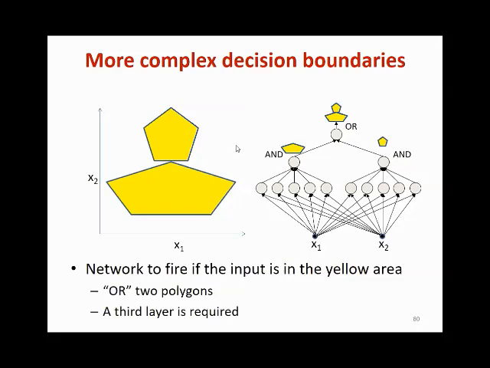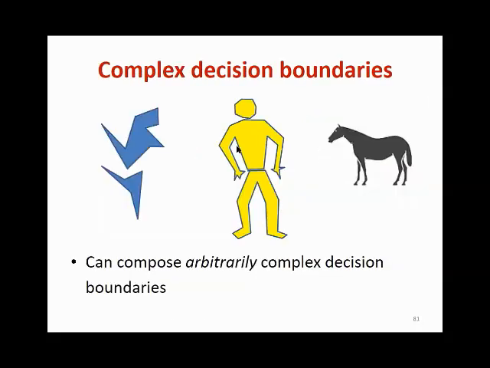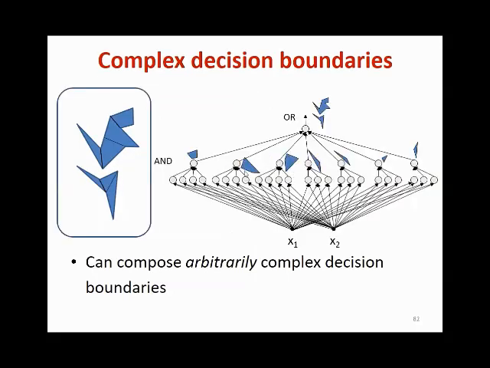Using the same mechanism, now I can compose even more complex decision boundaries, like this crazy boundary here, or a decision boundary in the shape of a man, or in the shape of a horse, or anything else. For example, if I wanted this decision boundary, all I would have to do is split it up into many little polygons, have one little subnet for each of the polygons, and then OR their outputs, and I can construct this decision boundary.